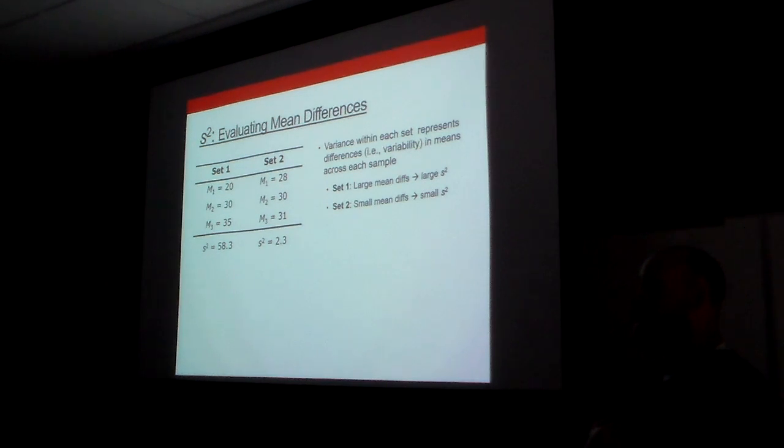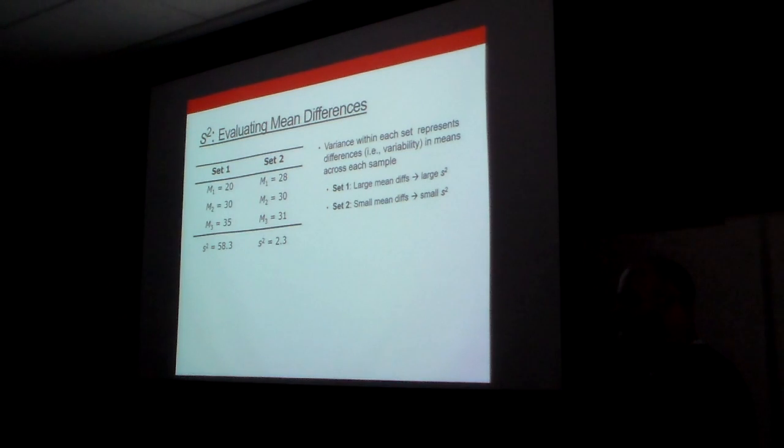But eyeballing this in this very simple set, Amelia, which one of these sets, set 1 or set 2, has greater differences across the individual means? Set 1, yeah. You can see that easily because you just look at the numbers. But if we have much larger sets or more complicated numbers, it gets very difficult to eyeball. So if we look at the variance for set 1 versus the variance for set 2, these are wildly different numbers. This is a variance, which is our measure of variability.